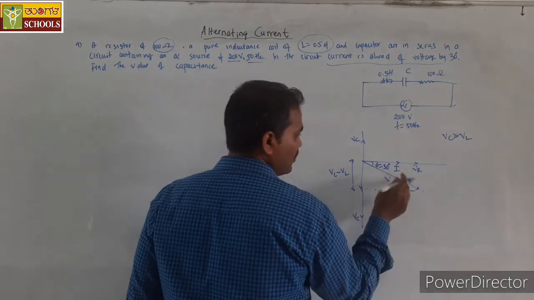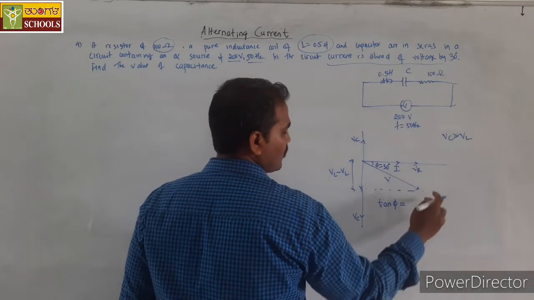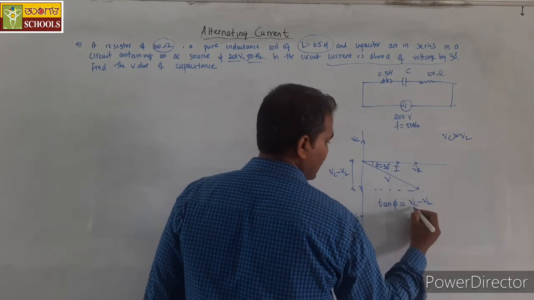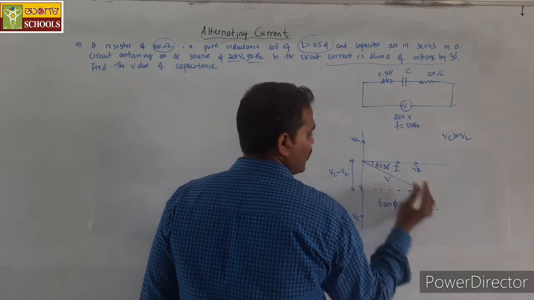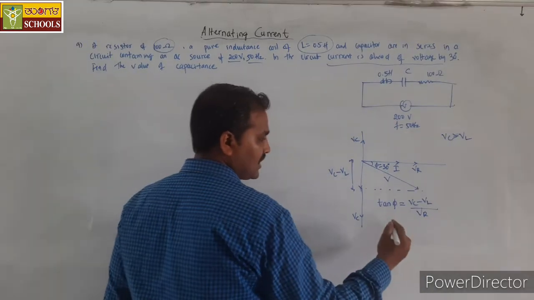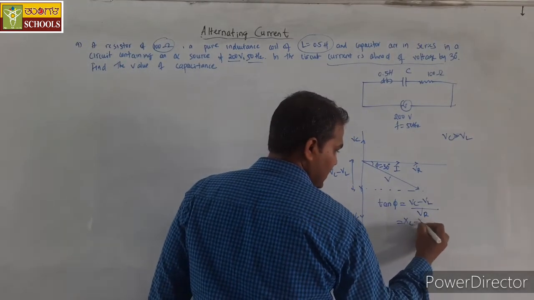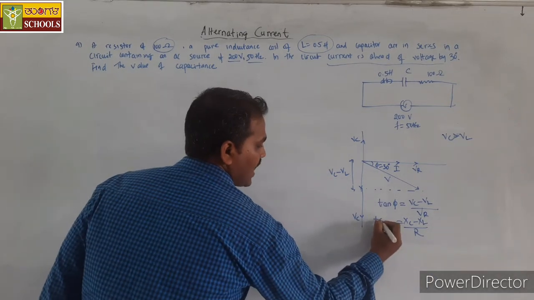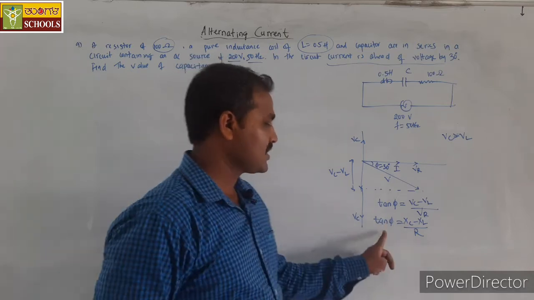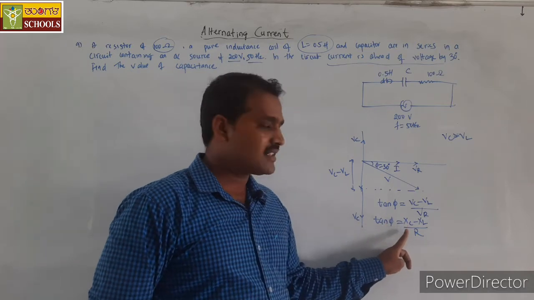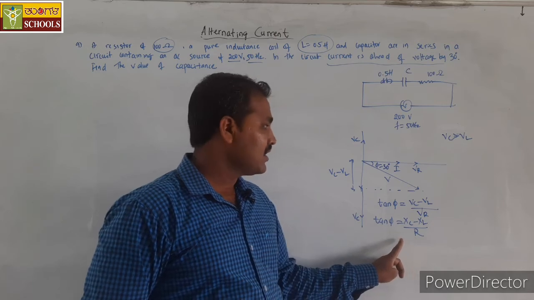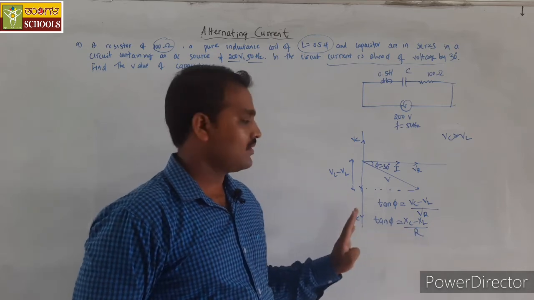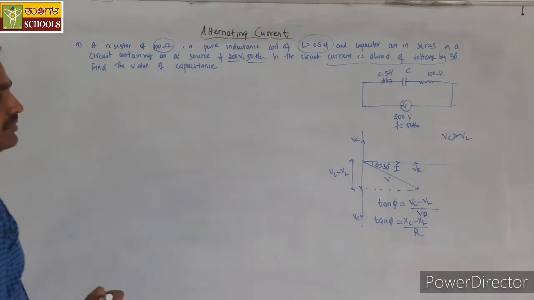Tan phi is equal to what? VC minus VL divided by VR. The same thing can also be written as XC minus XL divided by R. So I should use this function here: tan phi is equal to XC minus XL divided by R, but not XL minus XC divided by R.